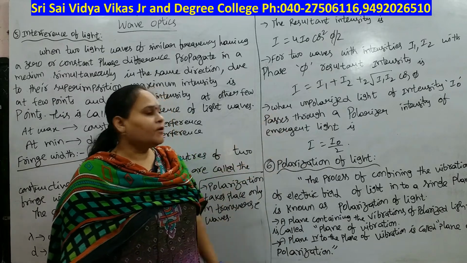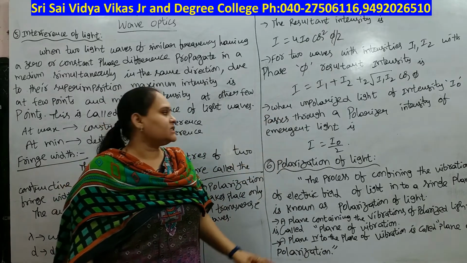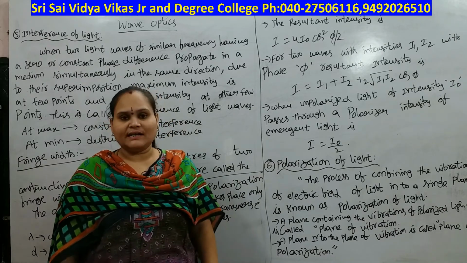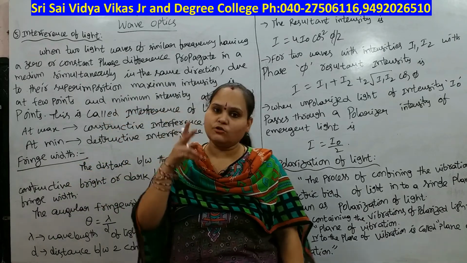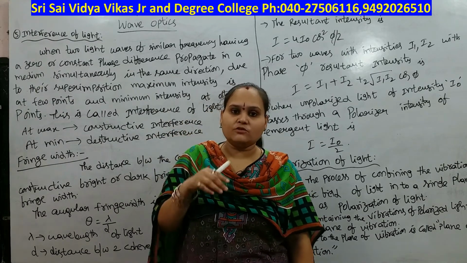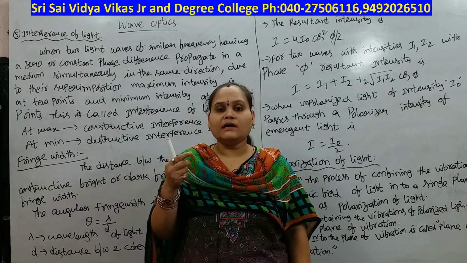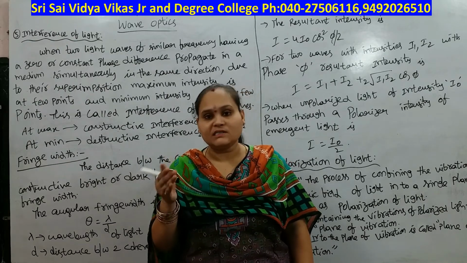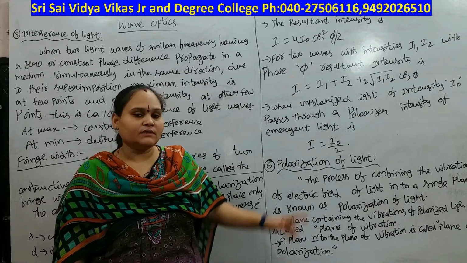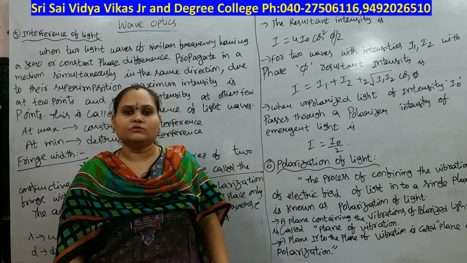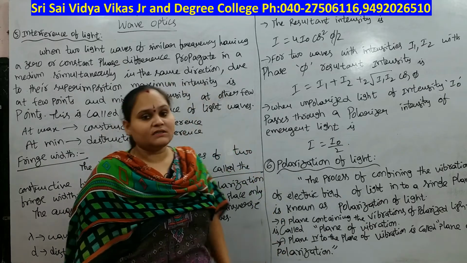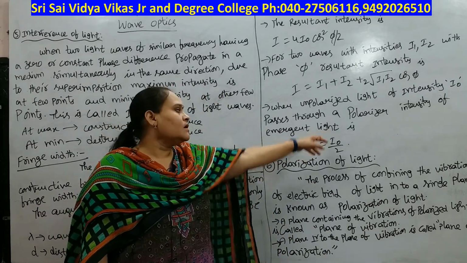So, when unpolarized light having intensity I naught passes through a polarizer, the intensity of the emergent light is I. That means here we are considering two different sources: the first is the unpolarized light with intensity I naught and the second is the polarized light with intensity I. Then I equals I naught by 2. That means the polarized light intensity is half the unpolarized light intensity.